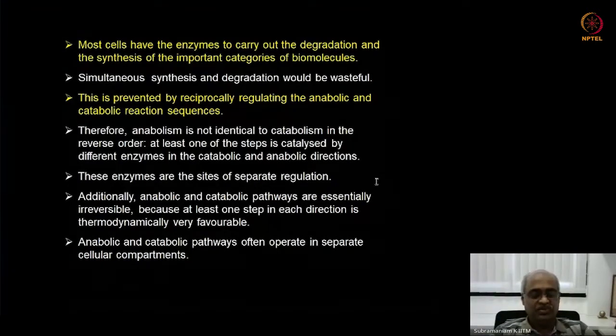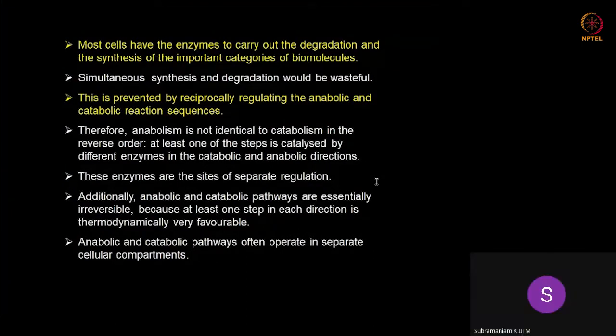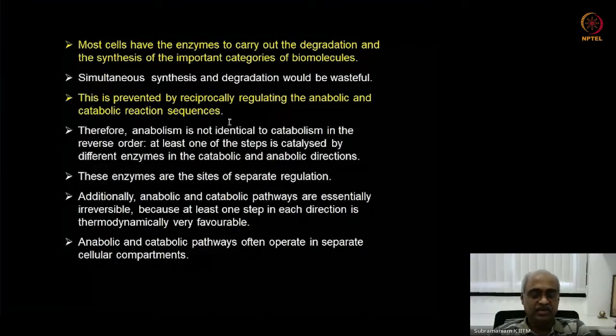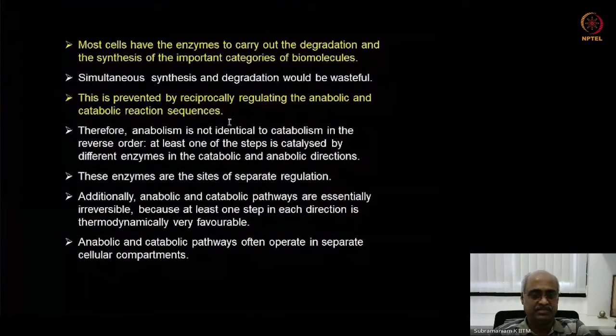Okay, so that means in most cells synthesis and degradation can both happen, and if they happened without any specific regulation, like you make and break all the time, it would be a wasteful expenditure of energy. And that is prevented by reciprocal regulation. For example, in a particular cell, if synthesis of certain molecules is required in a given context, then in that cell catabolism is negatively regulated. It is inhibited. And this is achieved by having certain steps that are unique to anabolism as well as certain other steps unique to catabolism.